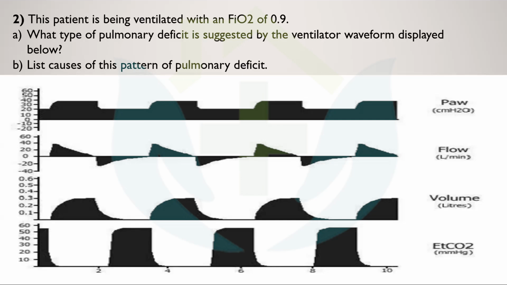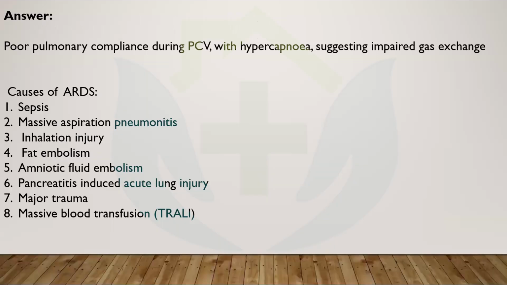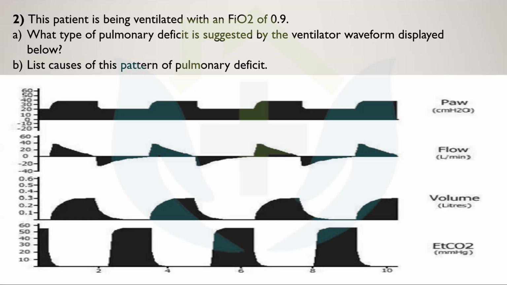They've given you this ventilator waveform. The ETCO2 trace is also there, which has been given. Values are also given, if you can see it very clearly. On the x-axis, the time is there, and on the y-axis, the values are also given. So you have to interpret what kind of pulmonary deficit is going on in this ventilation, and what are the causes of it. If you can see it clearly, this is poor pulmonary compliance during PCV with hypercapnia, suggesting impaired gas exchange. And the cause, mostly, this is an ARDS kind of ventilation. If you can see, the I:E ratio is 1:1. Permissive hypercapnia is there.